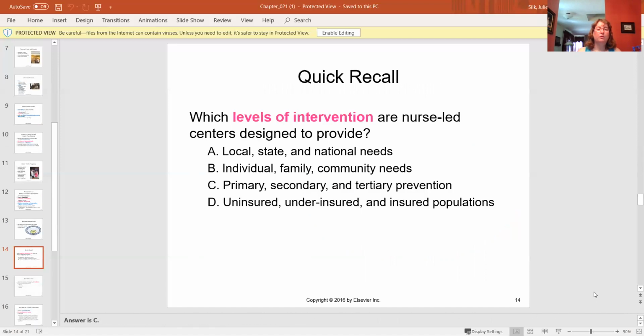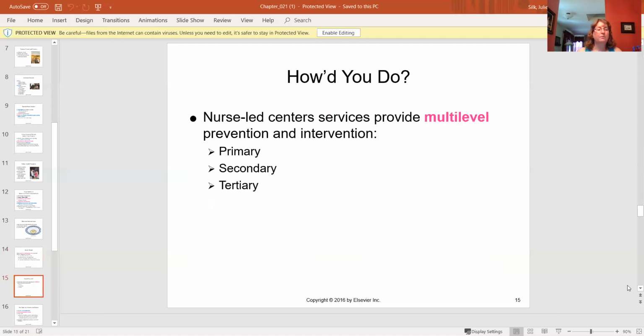All right, here's a question for you. Which levels of intervention are nurse-led centers designed to provide? This would be C, primary, secondary, and tertiary prevention. And then this is just a review about that.